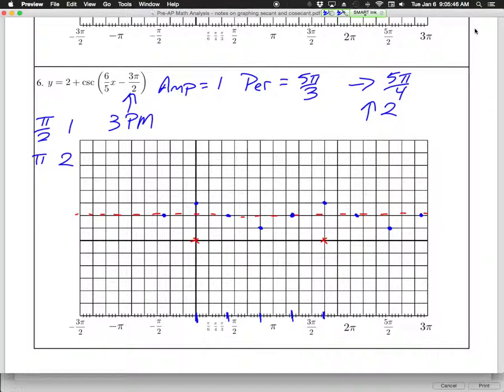Nick, what do I want to do next? Draw the asymptotes. Draw the asymptotes. Which dots need the asymptotes? The ones on y equals 2. Okay, the ones on the new x-axis. Then my dots on the top need curves going up. The dots on the bottom need curves going down.